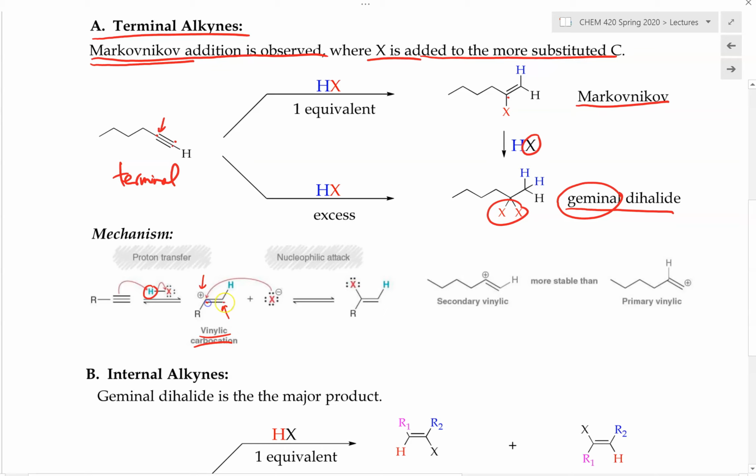And again, the carbon-carbon double bond carbons are referred to as the vinylic carbons. So here in this case, we can either have the positive charge on this carbon or the positive charge over here. And now let's take a look at these two other products right here.